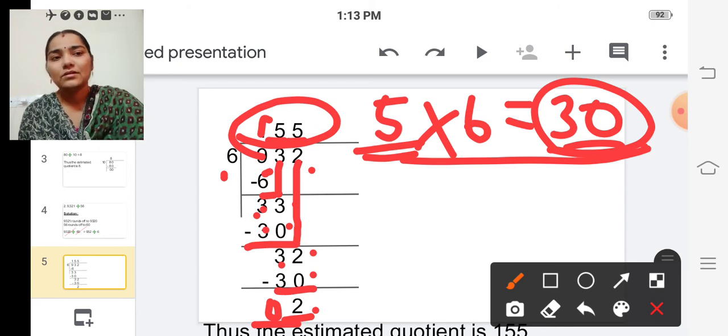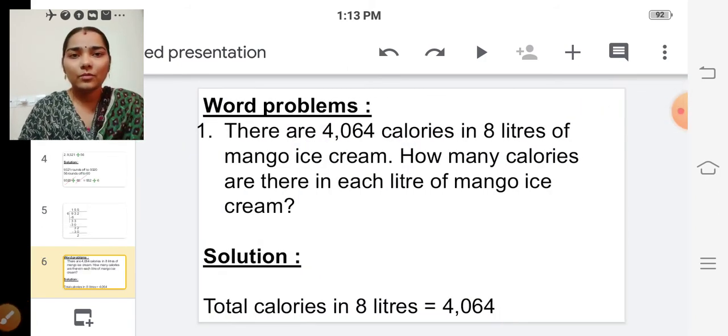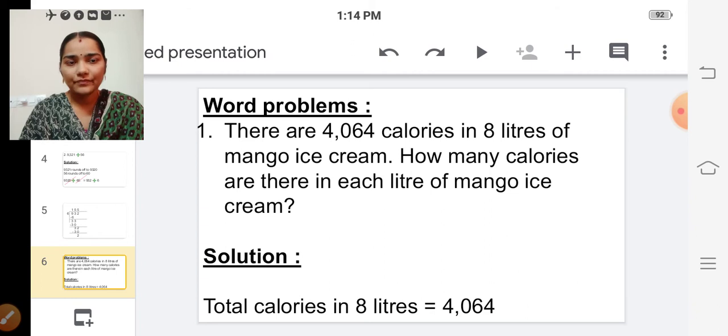So shall we move on to the next one? Yes. Next one is word problems. We are going to solve word problems. See the first problem. There are 4064 calories in 8 liters of mango ice cream. How many calories are there in each liter of mango ice cream?